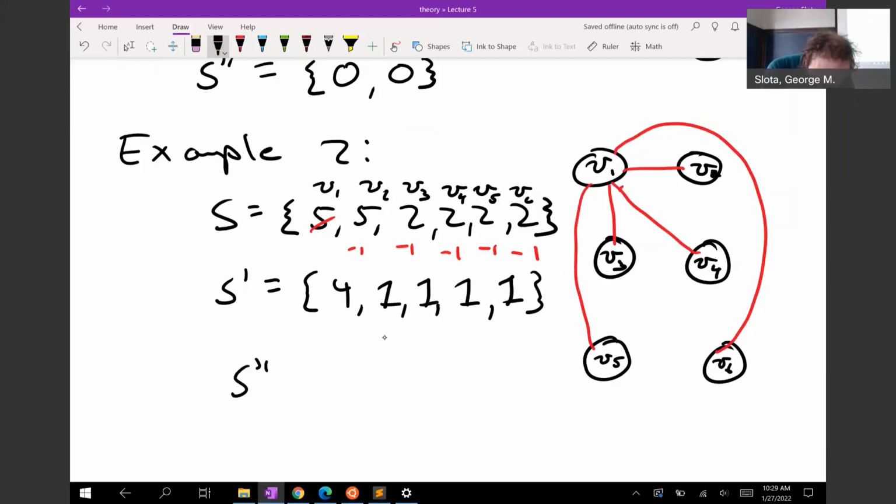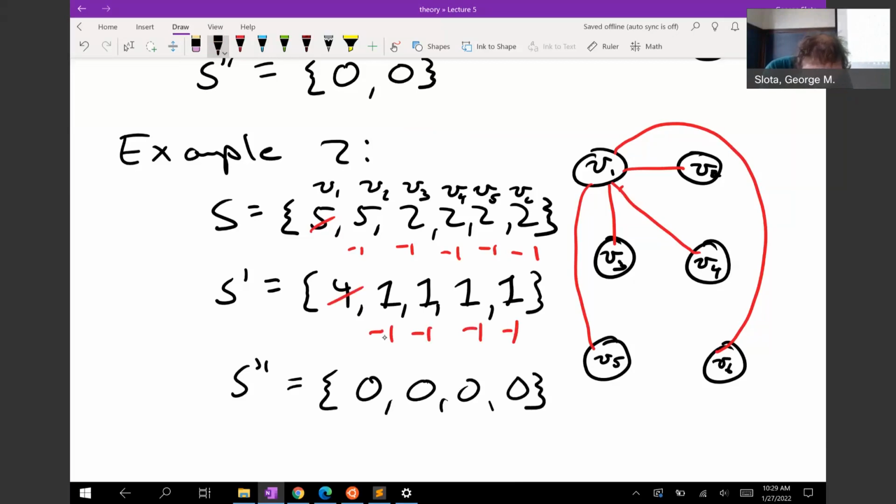All right, how do we get our double prime? Oh, well, boom. 4 times. 1, 2, 3, 4. And our S double prime is a bunch of zeros, which is trivially graphic. This represents a graph with no edges. So from our V2, we connect to everything else. There we go. We've realized the graph with the sequence 5, 5, 2, 2, 2, 2. Not too bad. Not too bad.